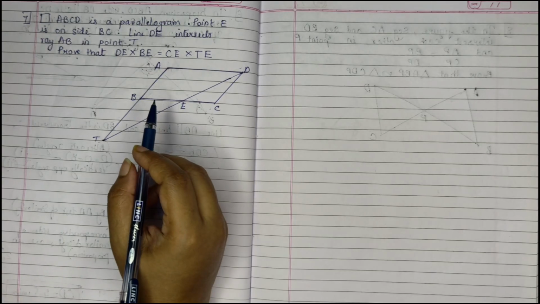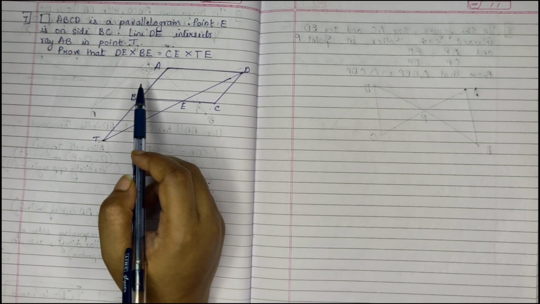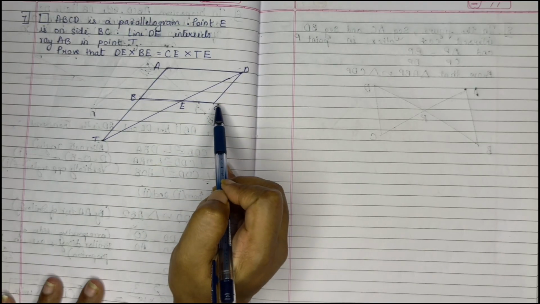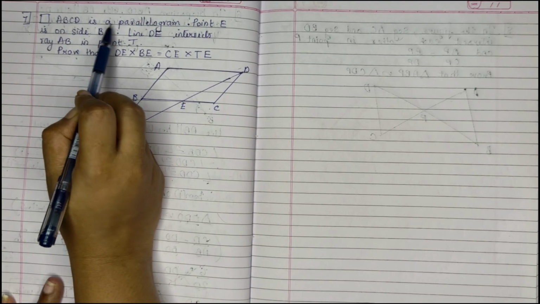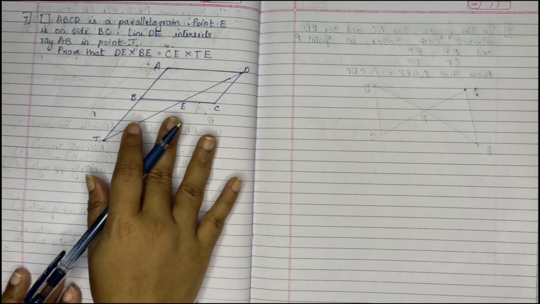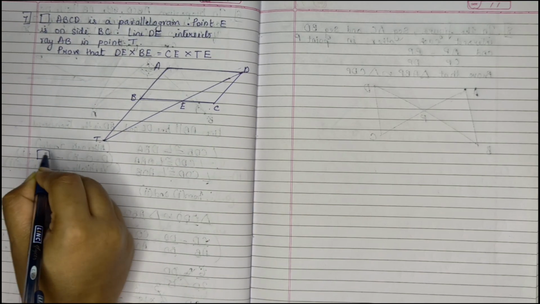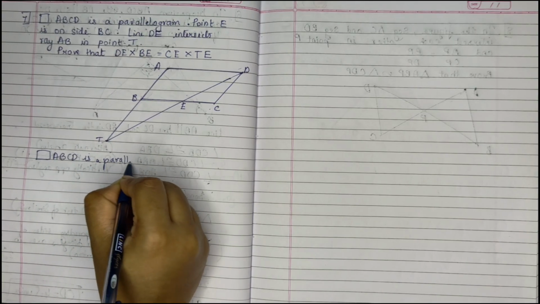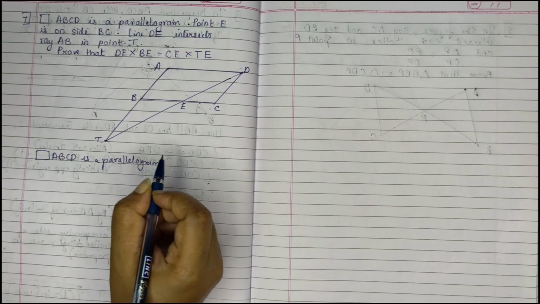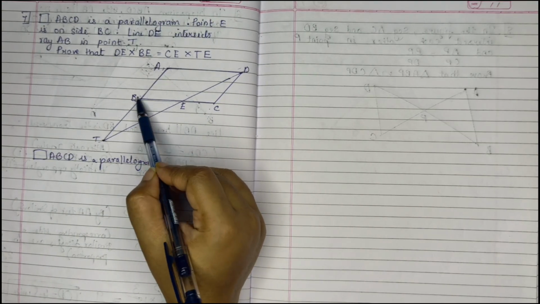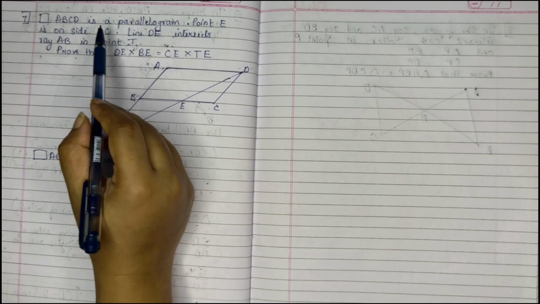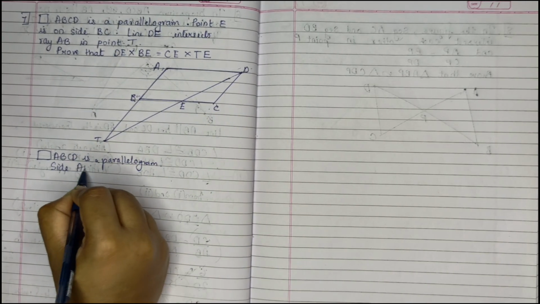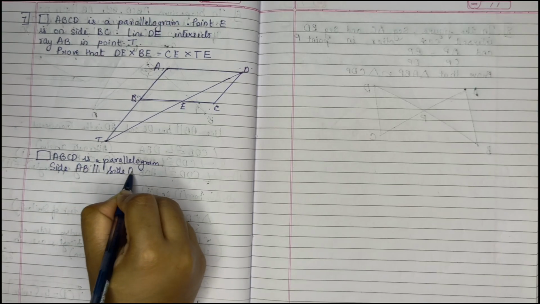Now first what we will do is, see, these two lines are parallel. AB is parallel to DC. First we say that quadrilateral ABCD is a parallelogram. You can write it as it is. Quadrilateral ABCD is a parallelogram. Now we can say that side AB is parallel to side DC.